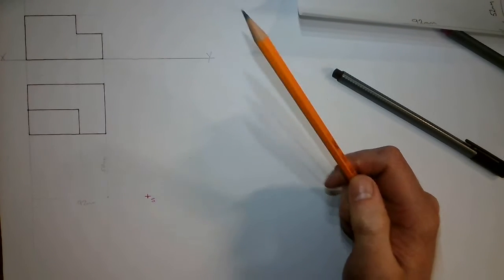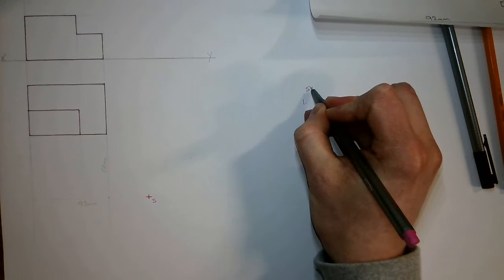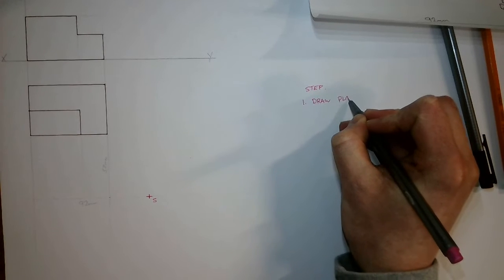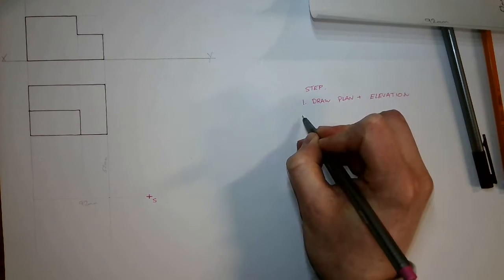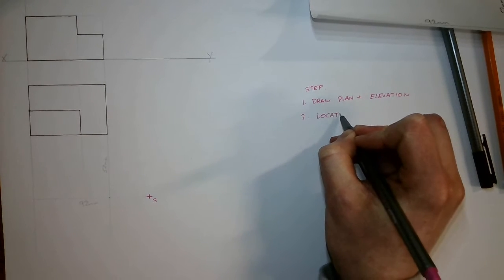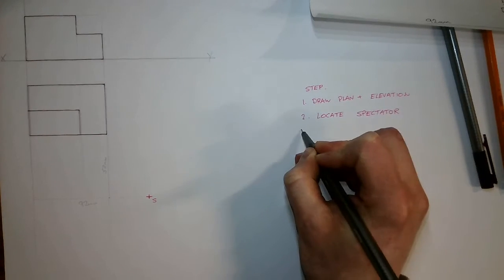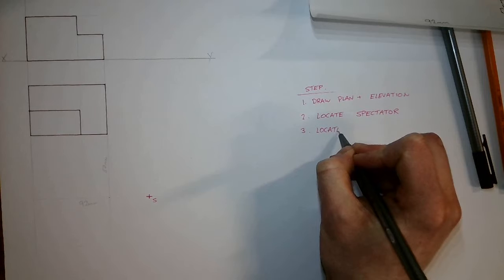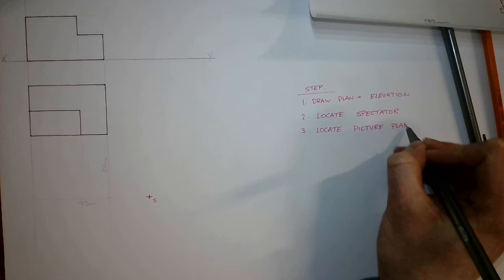The other thing we were told is we need to find, so basically, I'll write a few points down here at the side. The first step, if you like, is going to be to draw the plan and elevation, or whatever you're given. Second point is to locate the spectator point, which we've done there. The next point, or the third point now, is going to be to locate our picture plane.